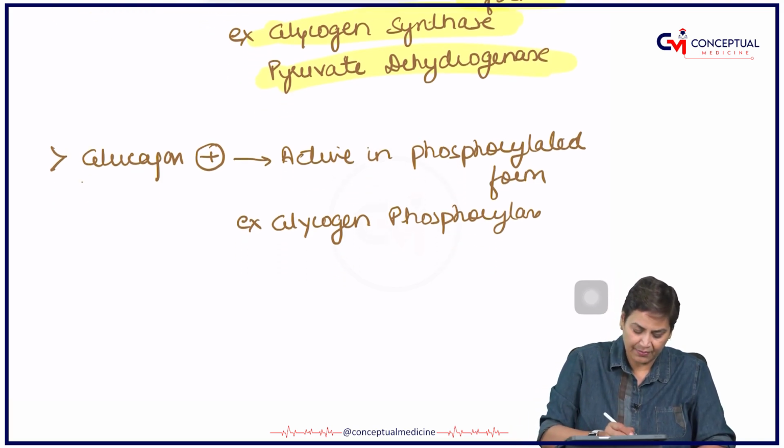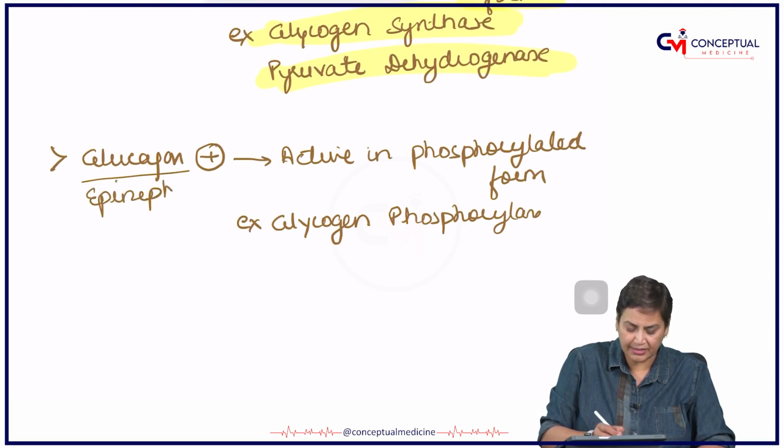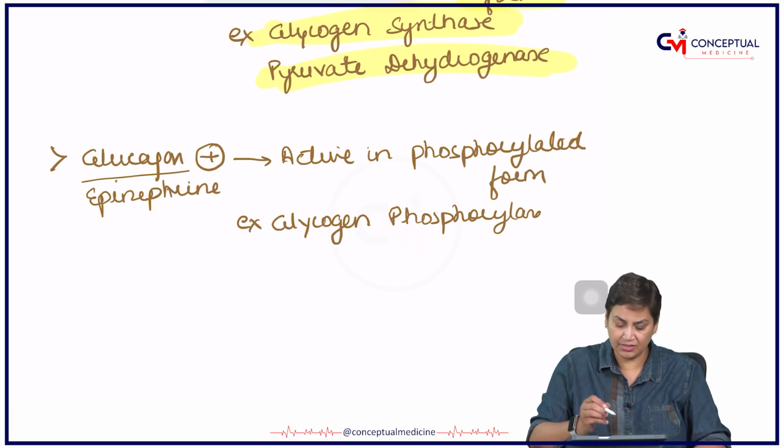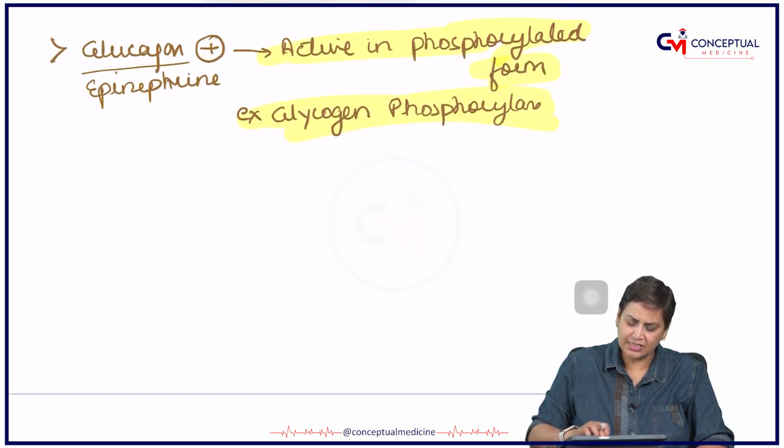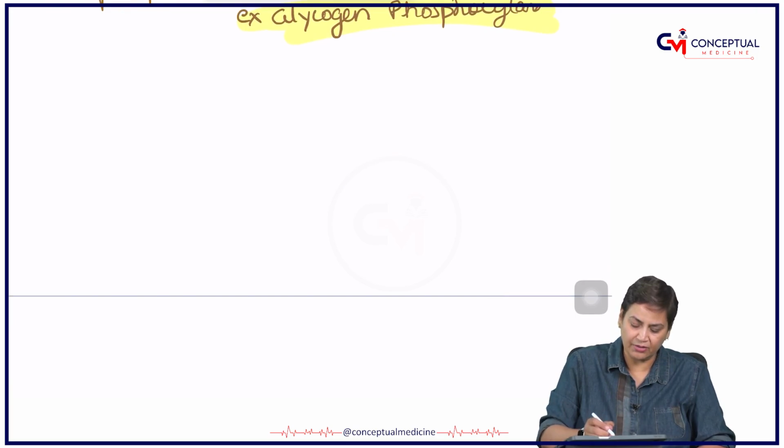And same is with epinephrine because they go hand in hand. But the only difference is glucagon acts in the liver, whereas epinephrine acts in the liver as well as the muscle. So this is important. Active in phosphorylated form, example is glycogen phosphorylase. Other examples will also be there, which we will be discussing. Now this is covalent modification or hormonal regulation.